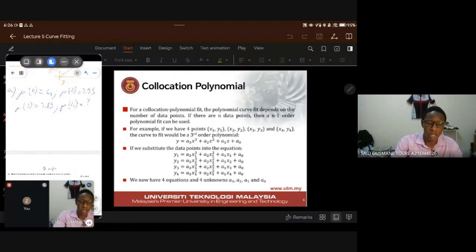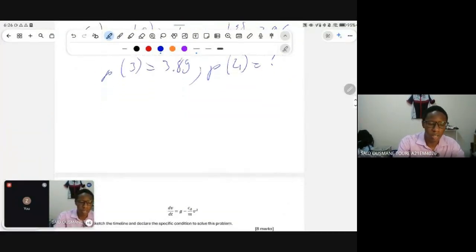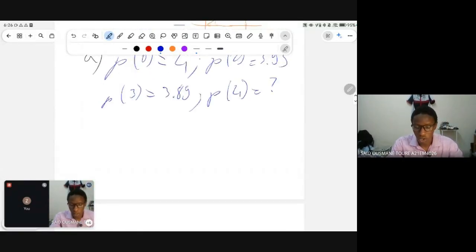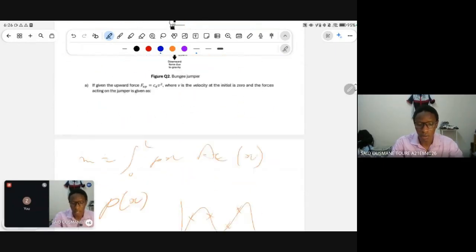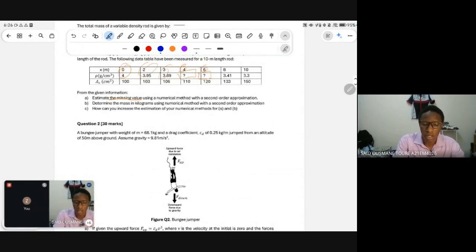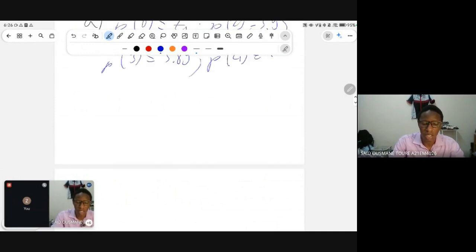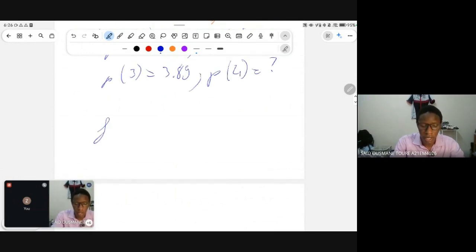So let me explain it in an easier fashion here. After you have extracted the values, what does the question say? It says numerical method, second order approximation. What does this exactly mean? It means that the end equation has to be f of x equals a2x squared plus a1x plus a0. Why exactly?